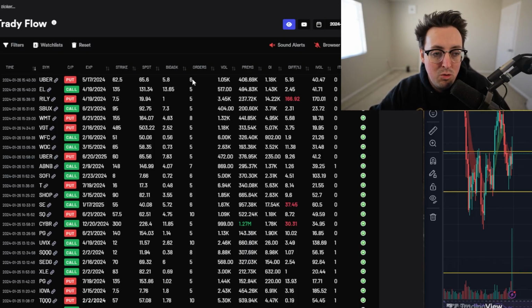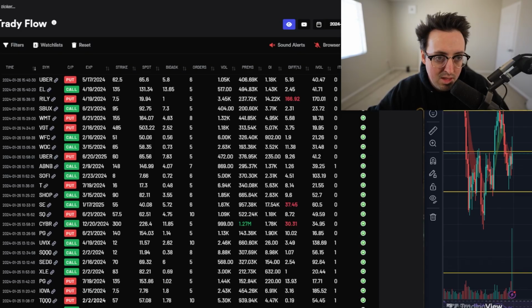You can see the amount of orders, which I just explained, how many people are getting into that order, the volume of the contract, and then the premiums put into that specific order when it came out. Now more volume and more premiums can go into that contract after the alerts come out. So I definitely look in that aspect, but I'll go over that as well. The open interest of the specific contract, and then the difference in percentage.